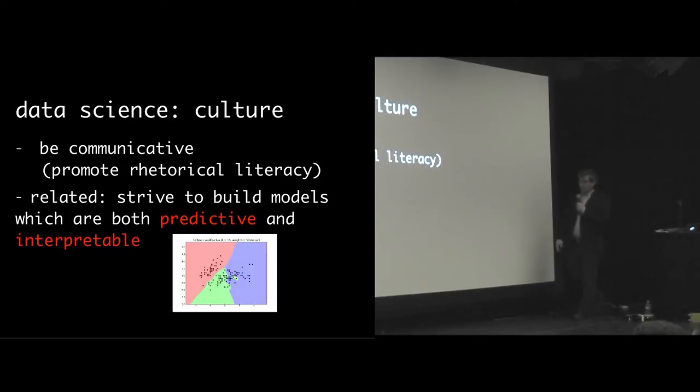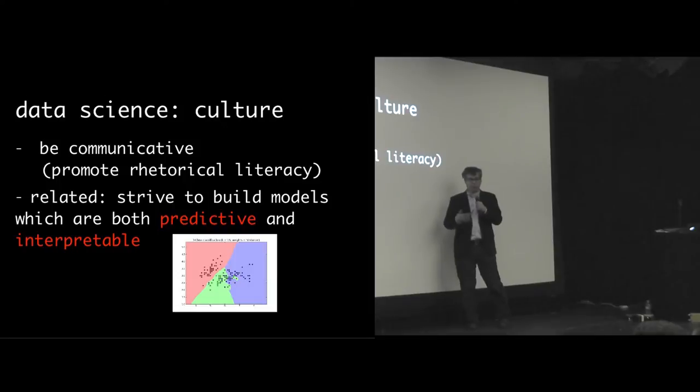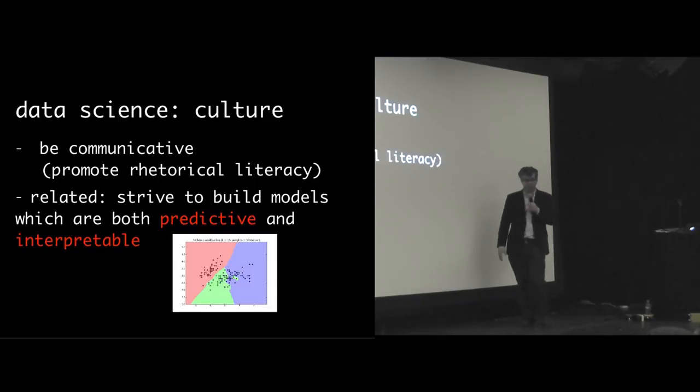Another way of saying being communicative is to promote rhetorical literacy, like make it facile for the people around you, students, collaborators, business partners, to speak machine learning. It doesn't help anybody, and it doesn't even help you in the long term if you try to be the only person who speaks data at all. You want to be in a community where everybody is able to speak at least rhetorically about data. Even if they can't do the stuff, it would be good if you're in an environment where people at least know what you're doing.